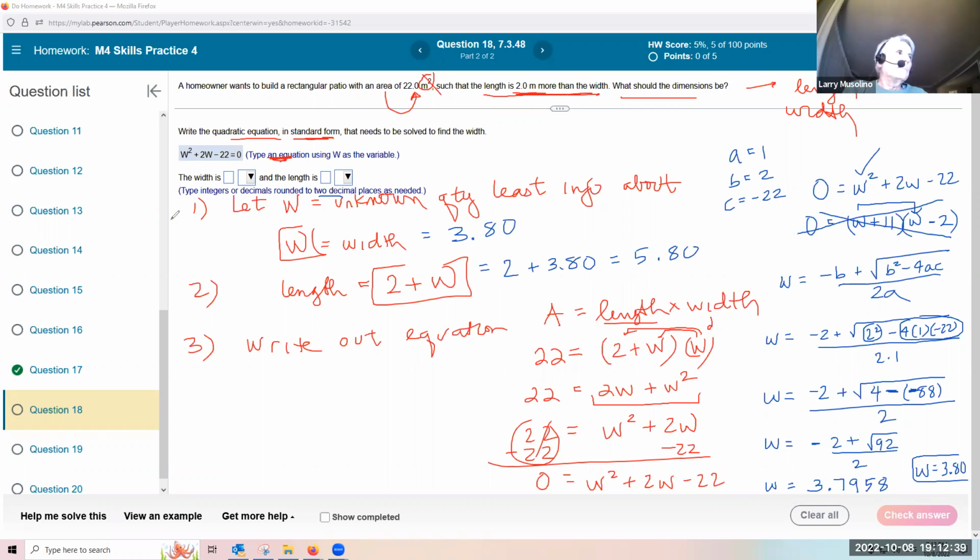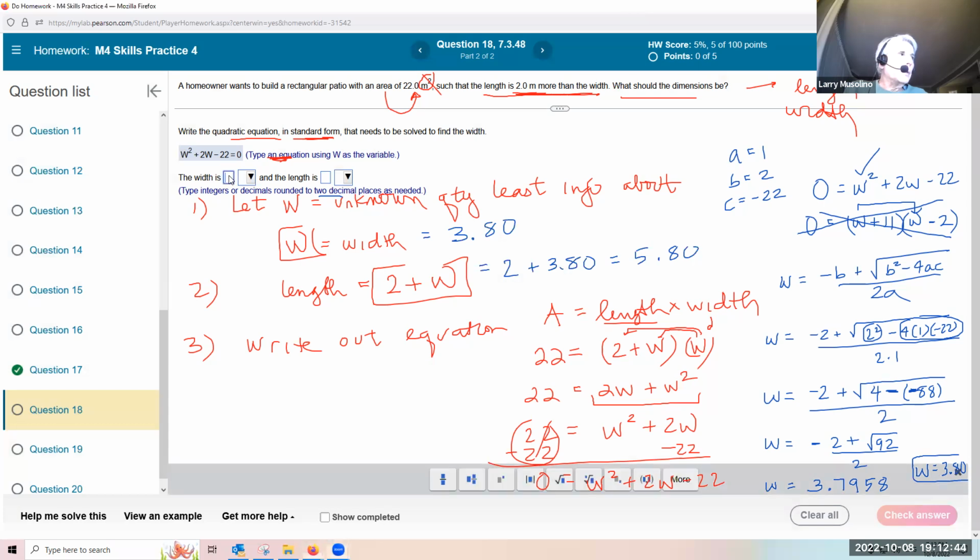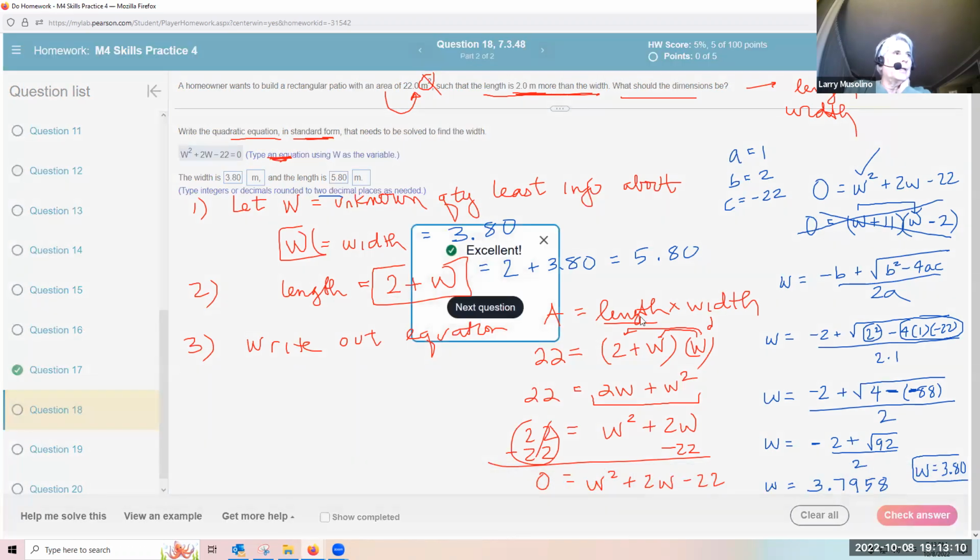And I can go ahead and type those answers in. Let's do it. So the width is 3.80. That's what we came up with. And here they want me to use the units. Well, anytime you're talking about width or length, those are just meters, m. And the length is 5.80. And that is also just going to be m, meters. Let's see if we did all these calculations correctly. Yep, looks like we did.